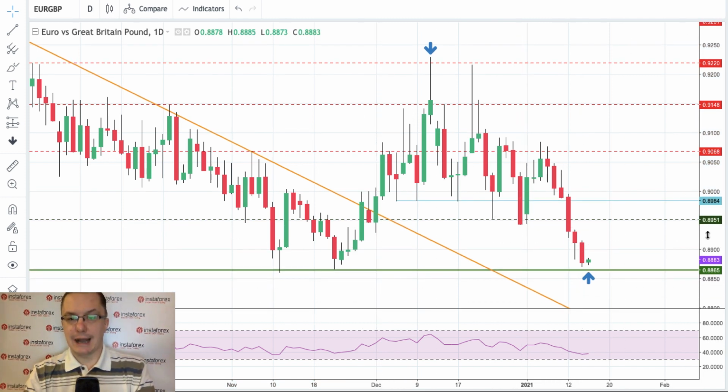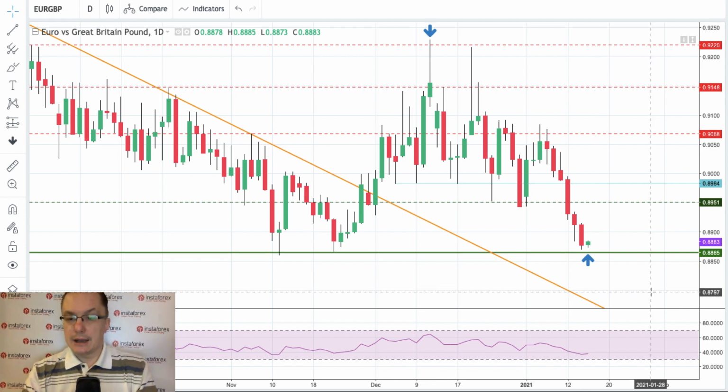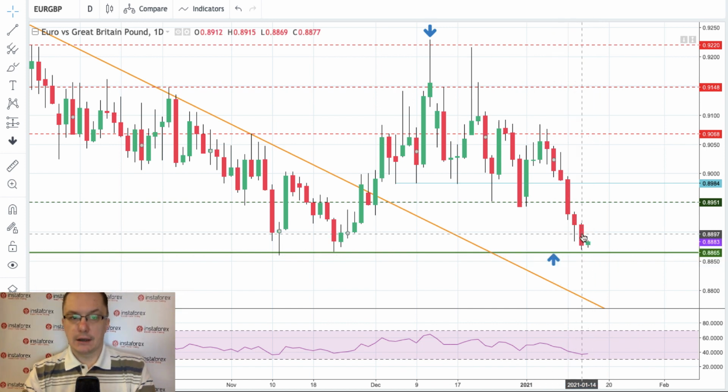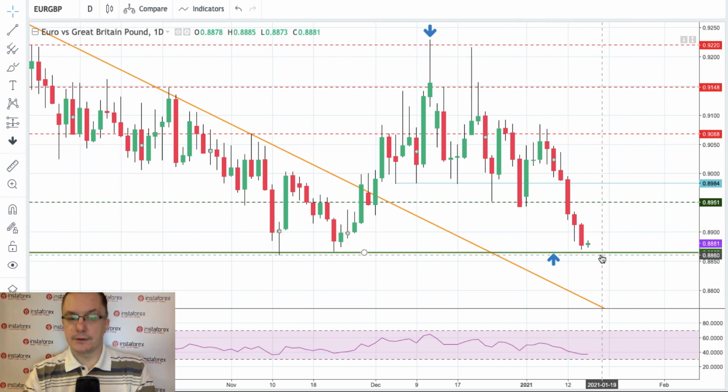Maybe this line will act in the future as a kind of support again. Anyway, the key technical support 8,865 pips is now being challenged because this low is at 8,869 pips, so it's only 4 pips away. This low on this candle, 11th of November 2020, has been made at 8,860, so there is only 9 pips to a new low, right?